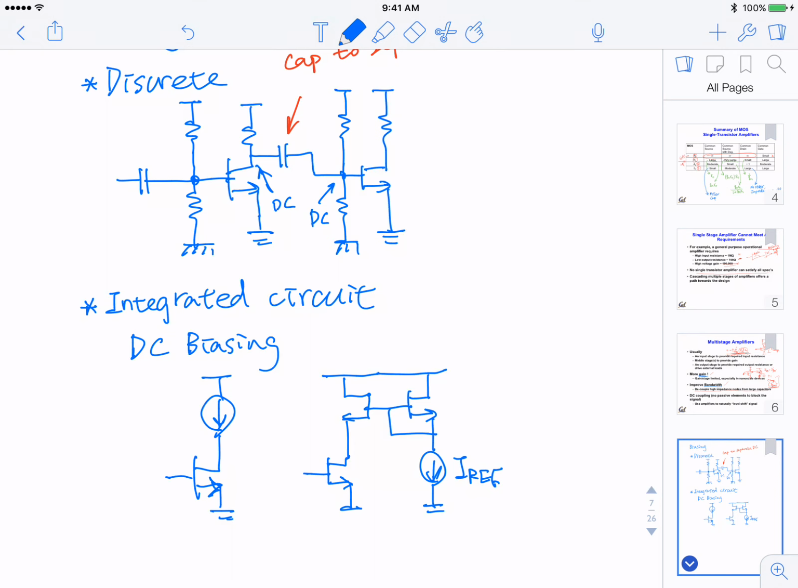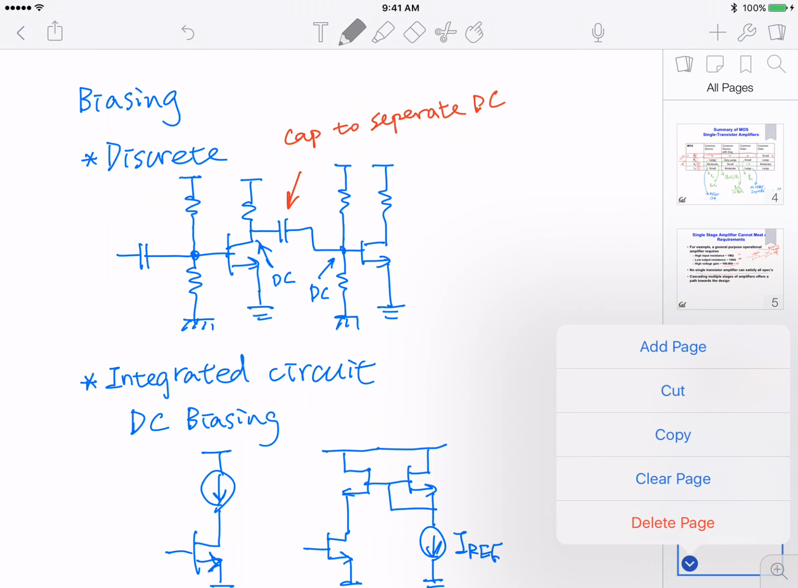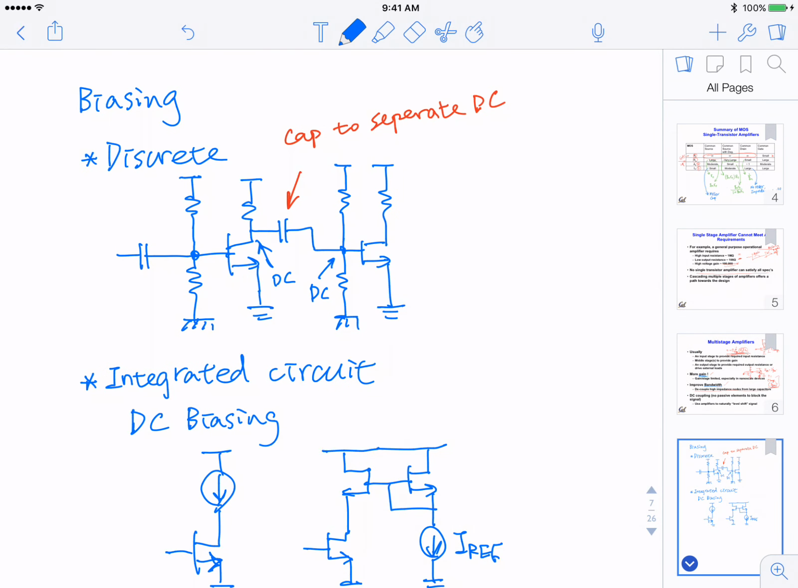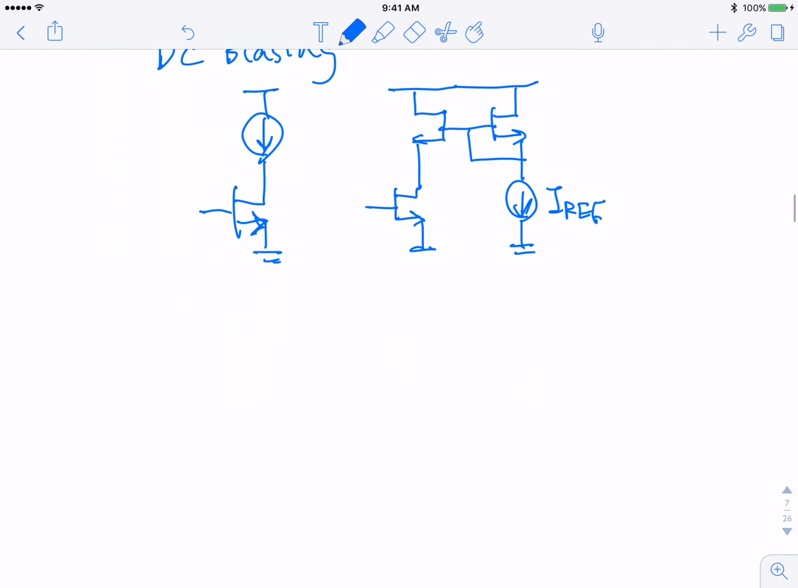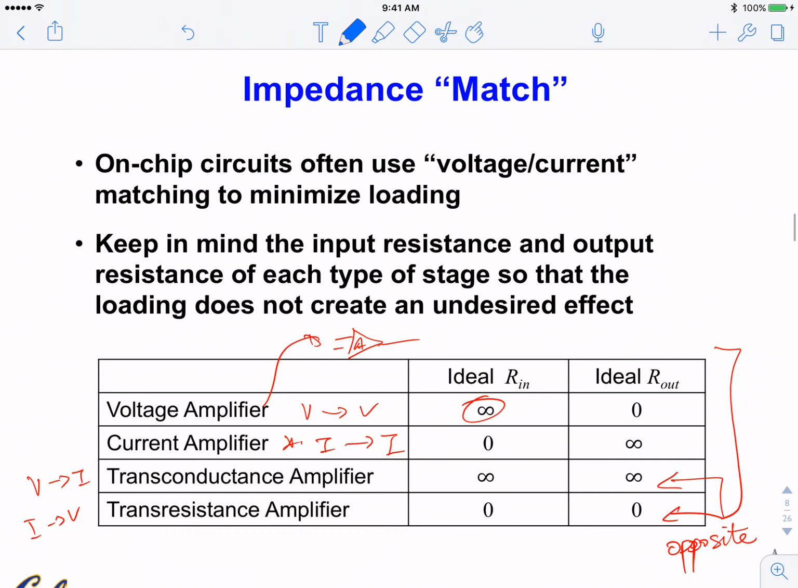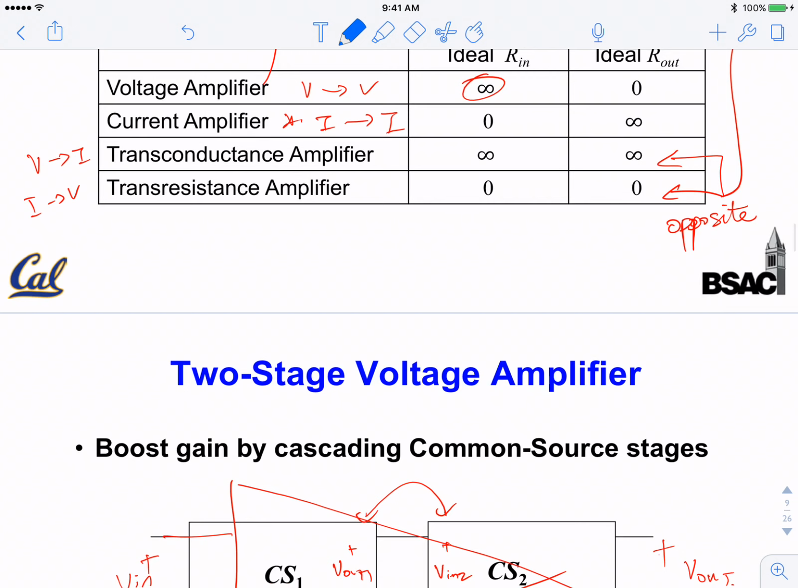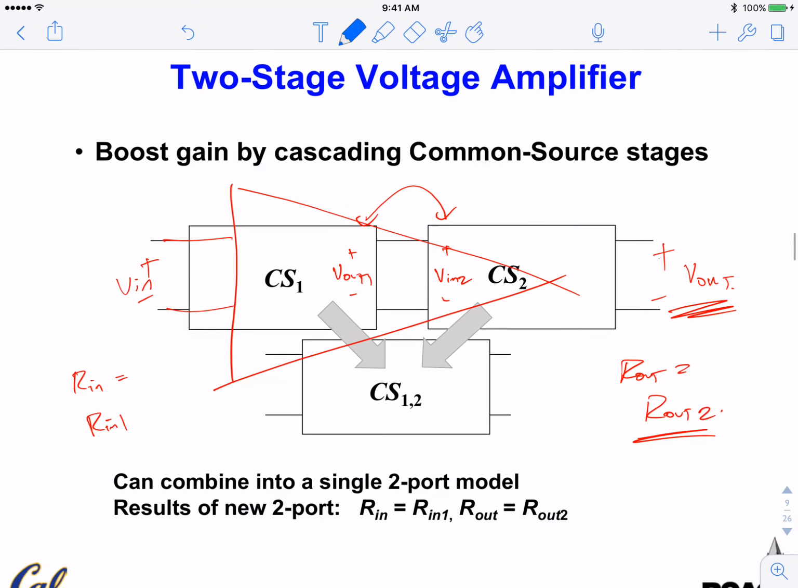All right, so let's get back to impedance match. These are the general rules. I think it's easier to look at examples.